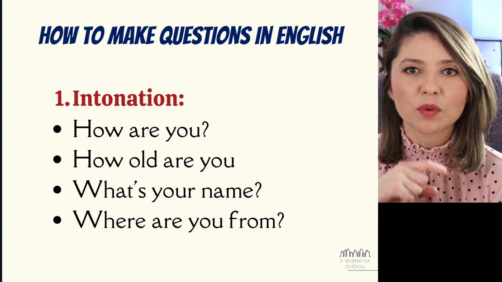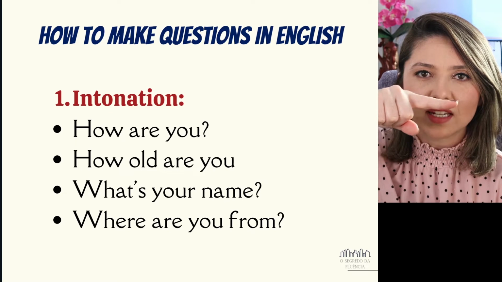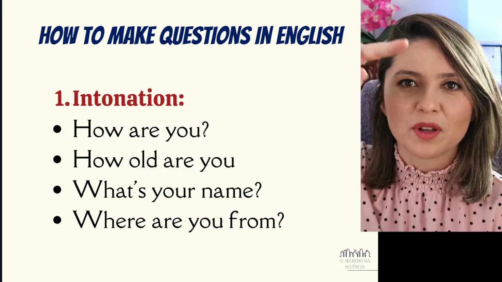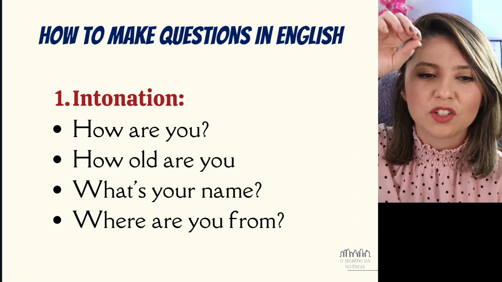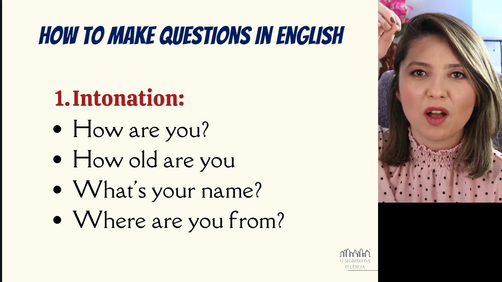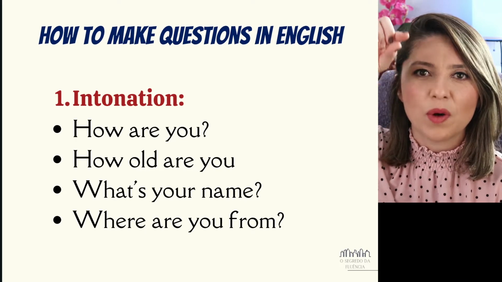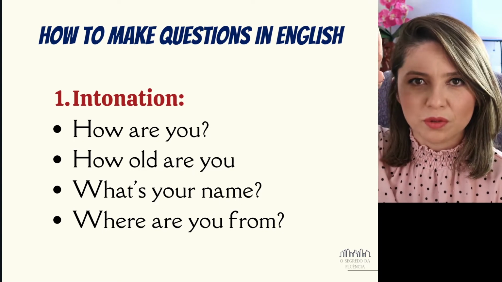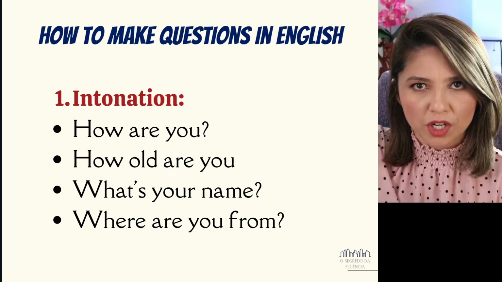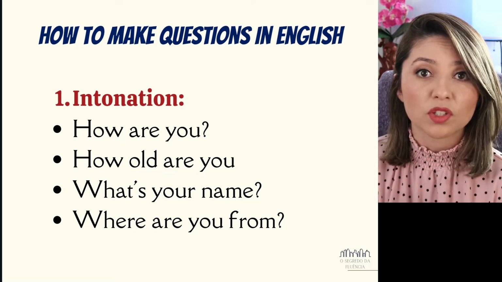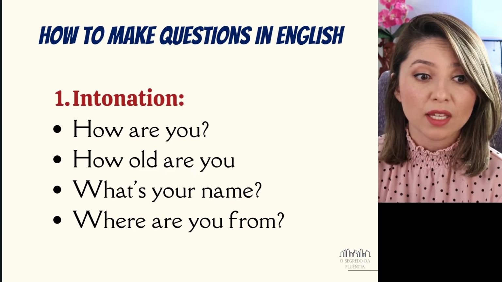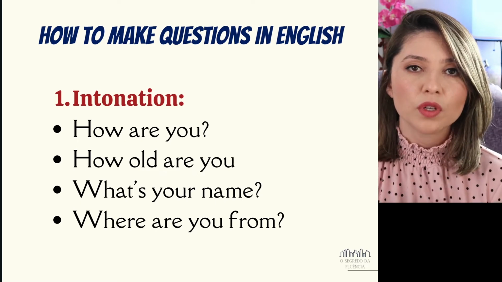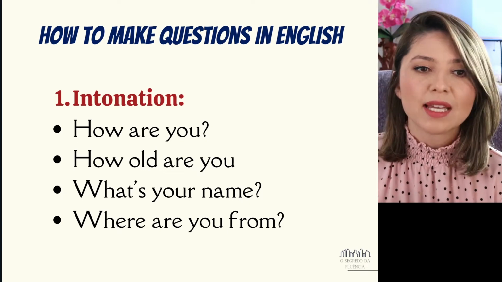So usually the sentence starts like this and then it goes up. Where are you from? And then just a little before "from," I go a little bit down and then I go up. Where are you from? So how old are you? How old are you? What's your name? Where are you from? So use your intonation.